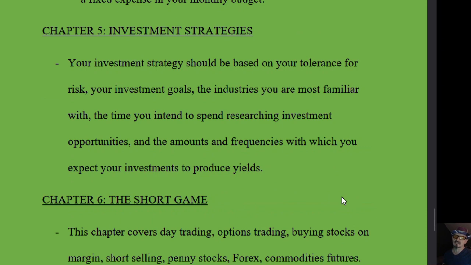Chapter 5, investment strategies. Your investment strategy should be based on your tolerance for risk, your investment goals, the industries you are familiar with, the time you intend to spend researching investment opportunities, and the amounts and frequencies with which you expect your investments to produce yields.